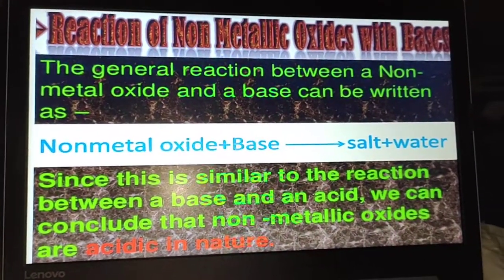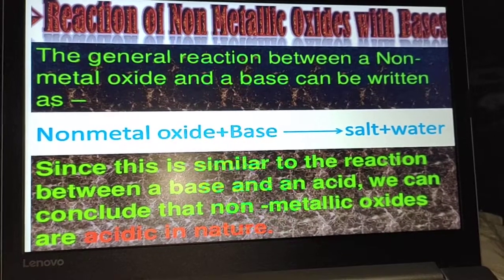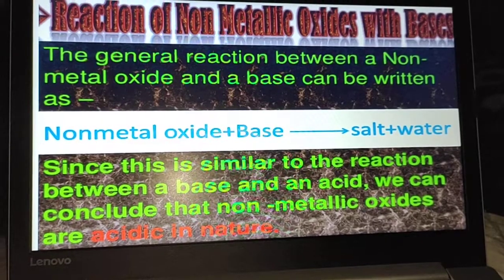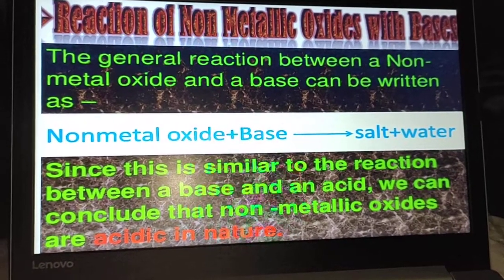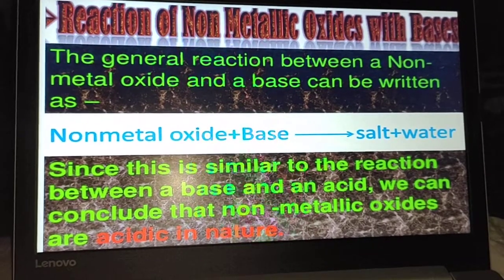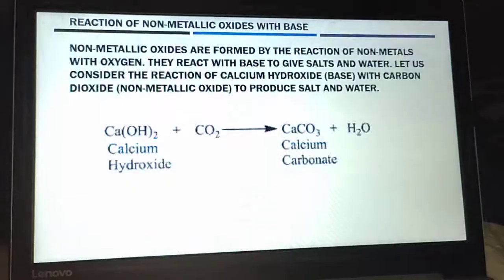Reaction of non-metallic oxide with the base. The general reaction between a non-metallic oxide and a base can be written as non-metallic oxide plus base gives salt plus water. Since this is similar to the reaction between a base and an acid, we can conclude that non-metallic oxides are acidic in nature, which I already told you.